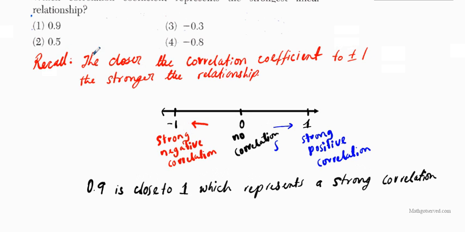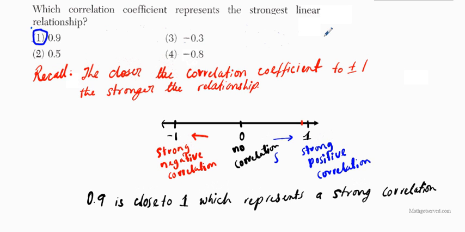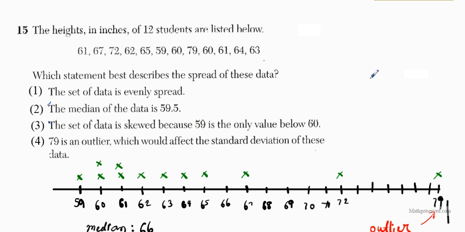So basically what we're doing is we're looking at these numbers and we're asking ourselves which is the closest to 1 or negative 1. Okay, and 0.9 is 0.1 units away from 1, and negative 0.8 is close, but it is 0.2 units away from negative 1. 0.9 is much closer, so that's why option 1 is a correlation coefficient that indicates the strongest relationship in the data set.